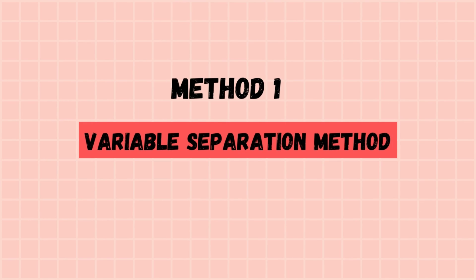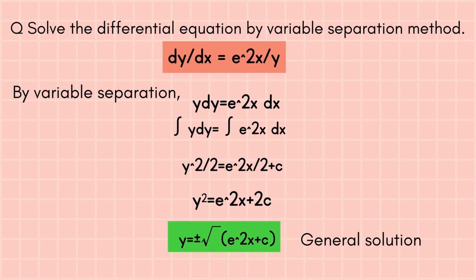Now let us move on how to solve these differential equations. The first method to be seen is variable separation method. The question given to us is to solve this differential equation. As we can see, the variables in this equation can be separated. The next step is to integrate on both sides. Upon integration, we get y square by 2 is equal to e to the power of 2x by 2 plus c. On simplifying, we get y square is equal to e to the power of 2x plus 2c. The general solution therefore is y is equal to plus minus root e to the power of 2x plus c.